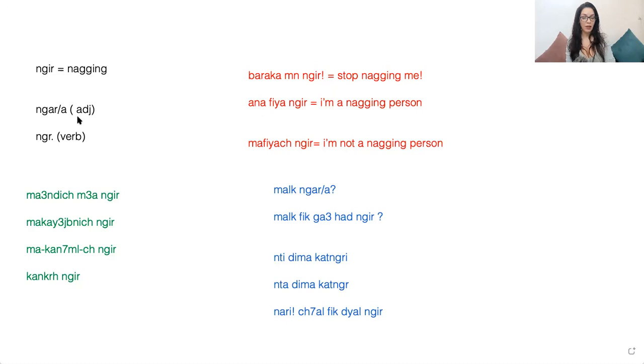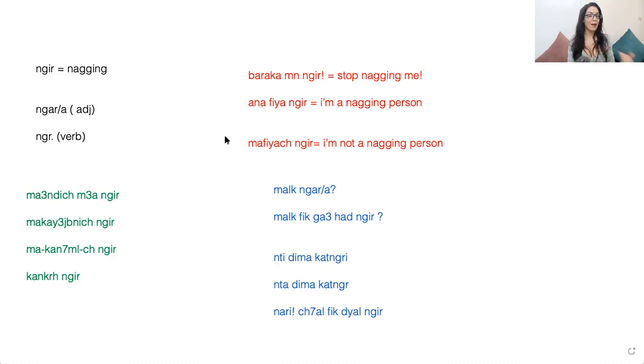If you said nagar or nagara, that's an adjective describing you. If you said ana fiya ngir, it's more emphasizing that it came from the inside. It's not something that you got from someone else. Okay, it's inside of me. Ana fiya ngir.